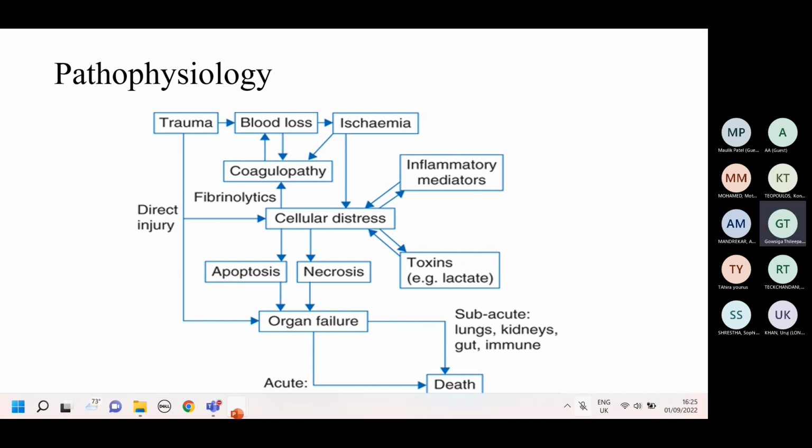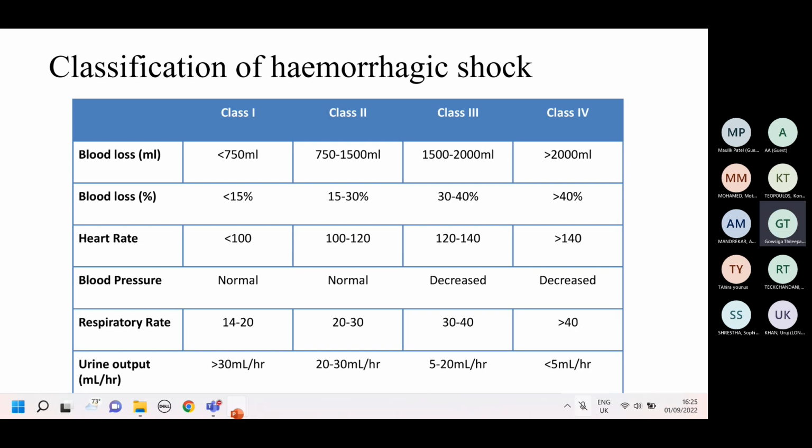Okay, and next one. You are aware of this classification of hemorrhagic shock. It ranges from class 1 to class 4. Class 1, as you know, is less than 750 ml of blood loss, and class 4 means more than 2 liters of blood loss, with class 2 and class 3 in between. As you have studied and discussed already, physiology is always activated.